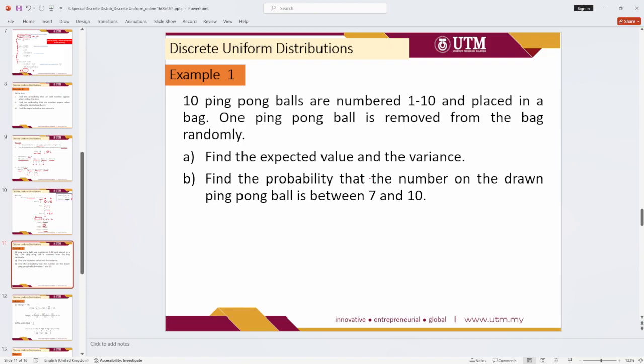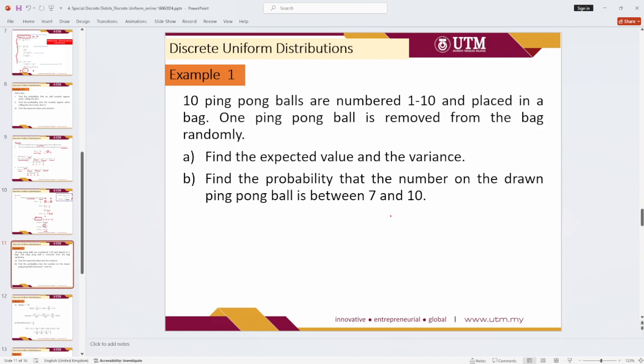Let's take a look at another example. So here, we have 10 ping pong balls that are numbered 1 to 10 and placed in a bag. Okay? And then 1 ping pong ball is removed from the bag randomly. So we have 10 ping pong balls in a bag and we want to choose one randomly. So find the expected value and the variance. And then question B is find the probability that the number on the drawn ping pong ball is between 7 and 10. Okay? If you want to try first, you can pause the video now and we'll discuss together in 5 seconds. 4, 3, 2, 1.